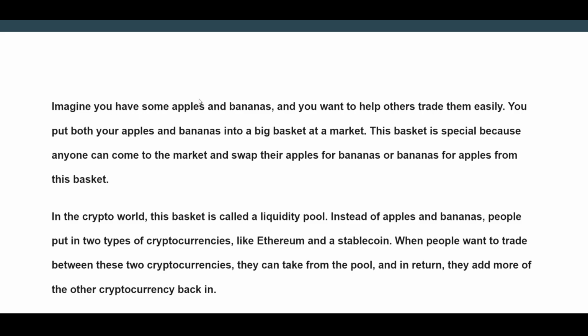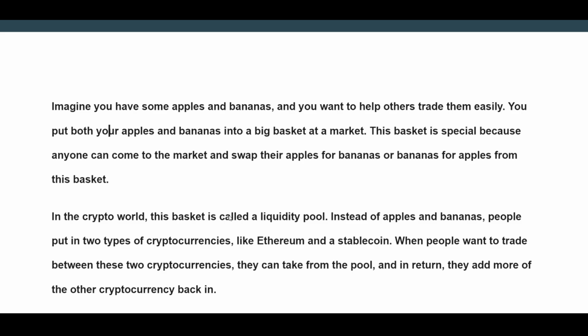So first of all, we will take an example. Imagine you have some apples and bananas and you want to help others trade them easily. You put both your apples and bananas in a big basket at the market, and the basket is special because anyone can come to the market and swap their apples for bananas or bananas for apples from this basket.